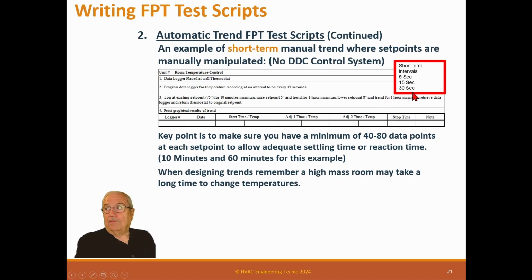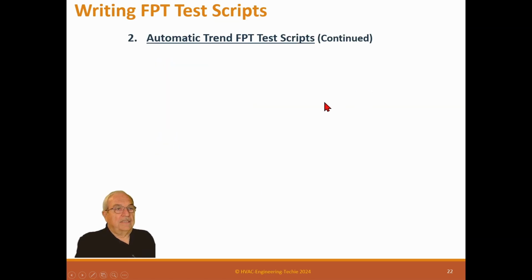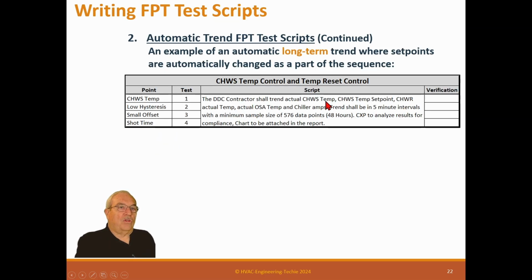And these are the times for short term, again, 5, 15, and 30 seconds. Automatic trend tests for long term. Now, long term are a little different. An example of an automatic long term trend where set points are automatically changed as a part of the sequence.